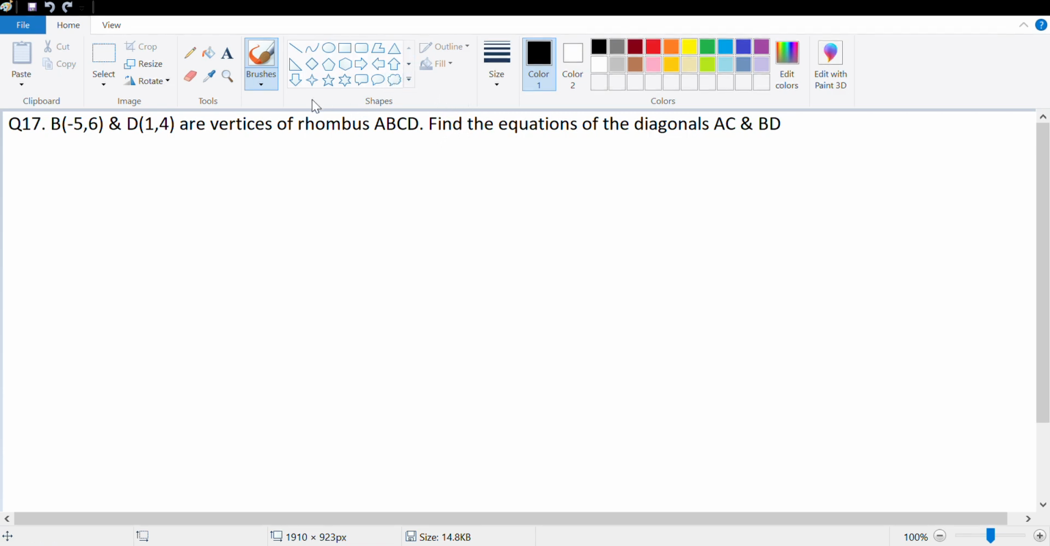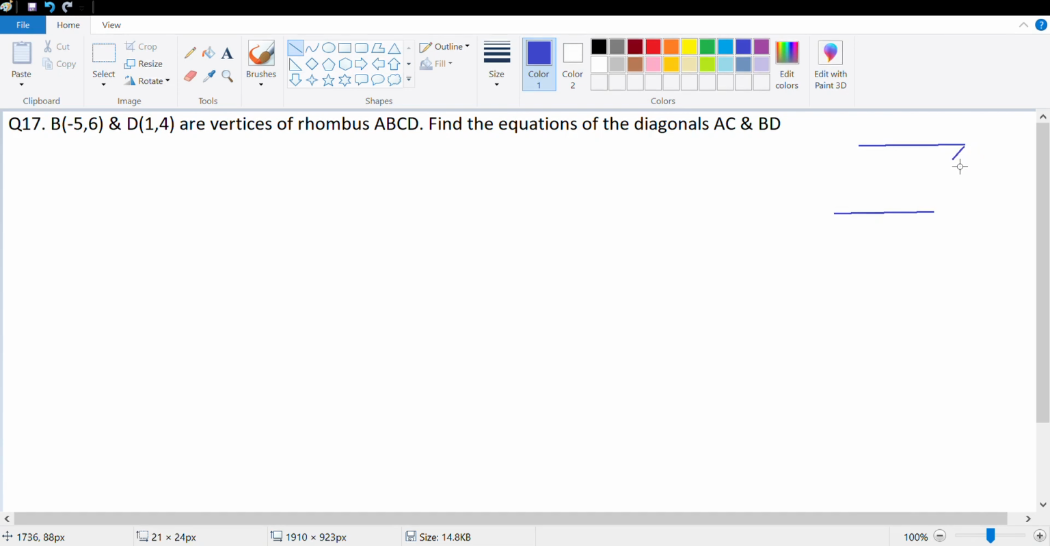Let's look at this. B and D are vertices of a rhombus ABCD. Negative 5, 6 and 1, 4 are vertices of a rhombus. We need to find the equations of AC and BD, which are the two diagonals. So my favorite method, let's look at a rough diagram. Correct? So this is a rhombus.